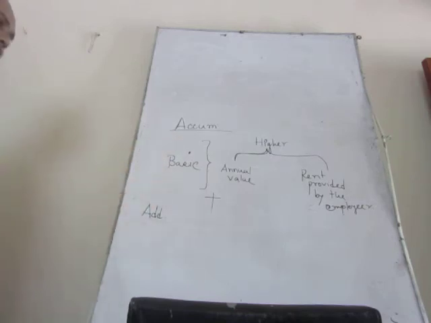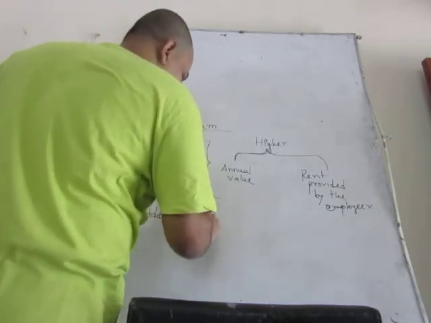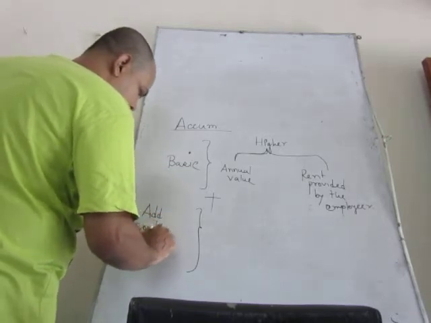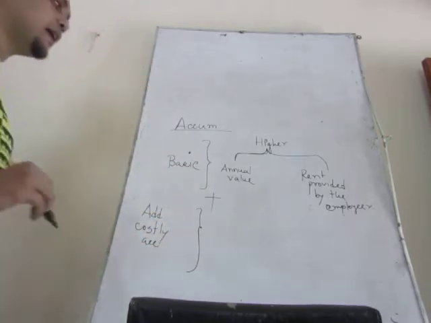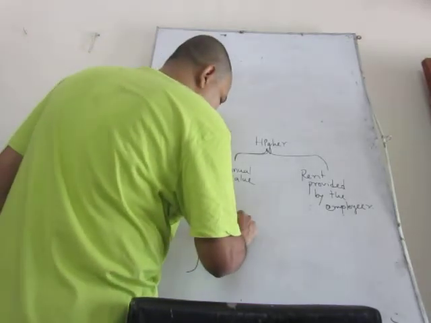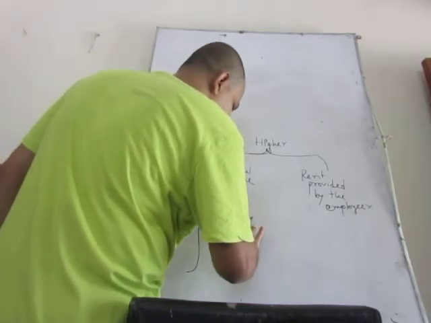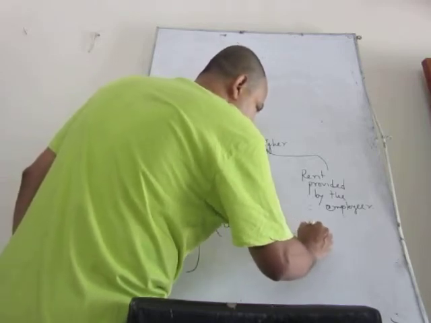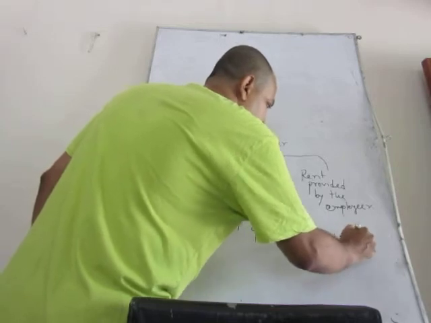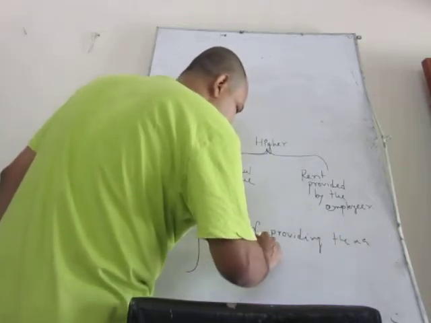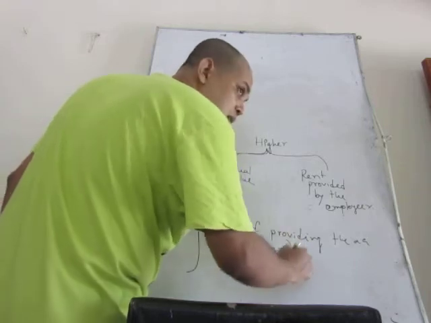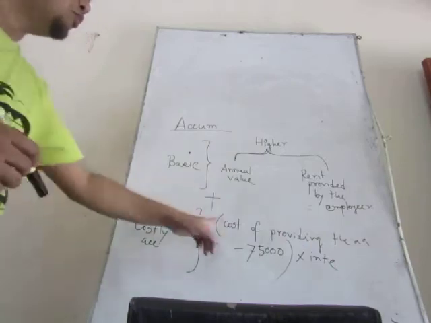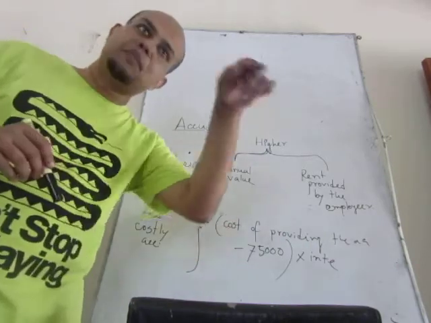And what will those additional charges be? Costly accommodation. What should be the additional charge? The additional charge is the cost of providing the accommodation minus 75,000 into a specific kind of interest. This formula will not be provided in your exam hall. You have to memorize this.